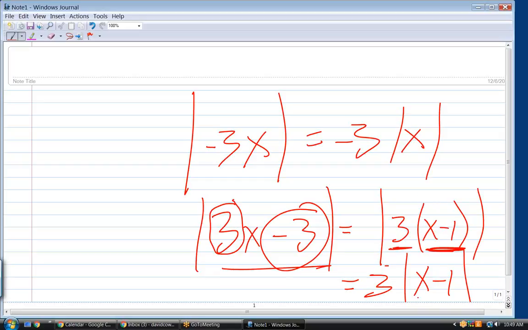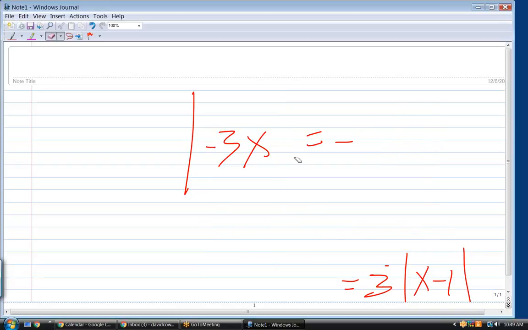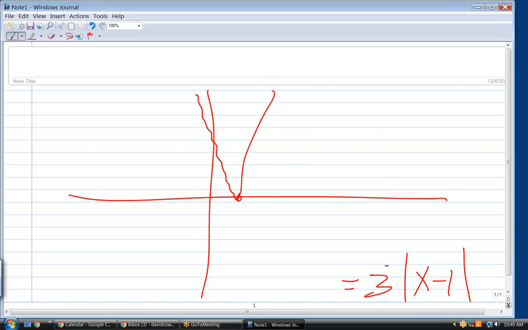And so graphing that, let's just for practice graph that. So that would be 1 to the right. Correct. And then it would have a slope of 3 mirrored. Correct. So I go 1 to the right, there's my vertex, and I have a slope of 3. Okay, yeah, I definitely get that.